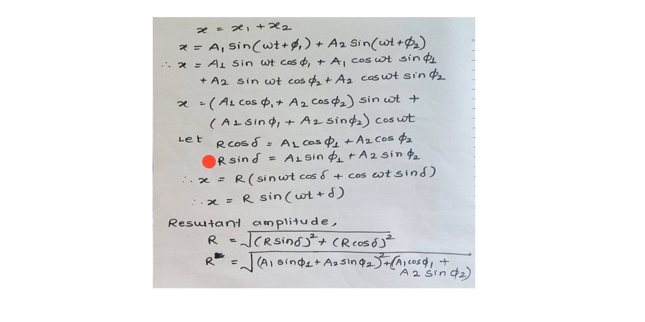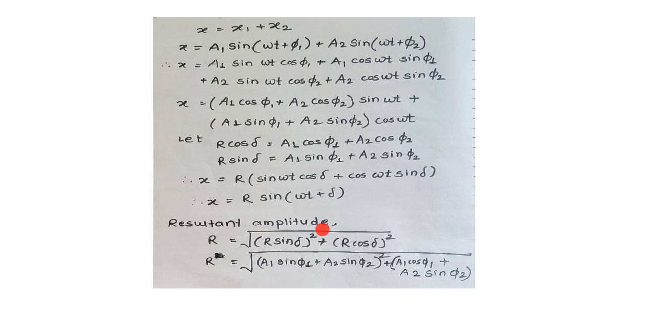So according to this we will get x equals, after putting and solving, r common in both, r (sin omega t cos delta plus cos omega t sin delta). This is the equation we get. So sin omega t cos delta plus cos omega t sin delta is sin(omega t plus delta). So we get x equals r sin(omega t plus delta). Now we have to find the resultant amplitude.